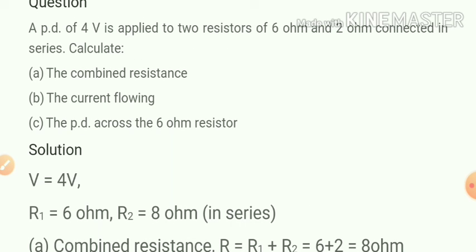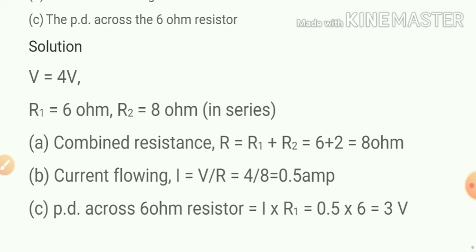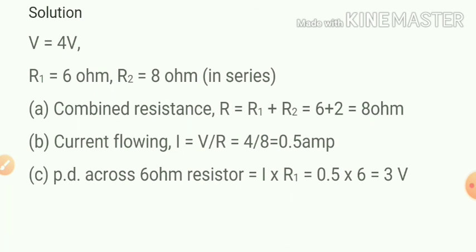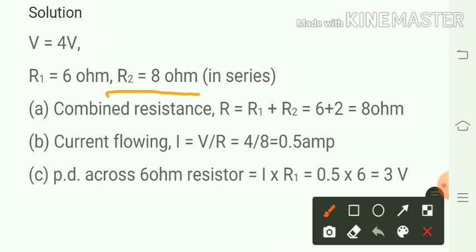If a potential difference of 4 volt is applied to two resistors of 6 ohm and 2 ohm connected in series, calculate the combined, that is equivalent, resistance, the current flowing through it and the PD across the 6 ohm resistor. According to the given values, V is 4 volt, R1 is 6 ohm, R2 is equal to 2 ohm. Both are in series combination.